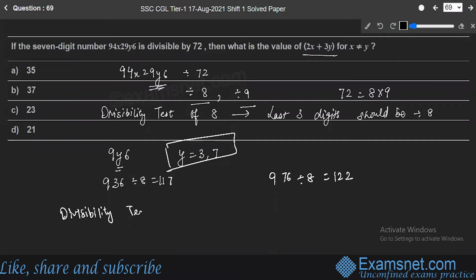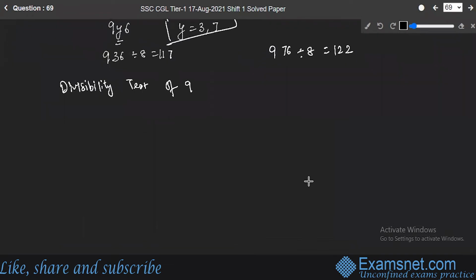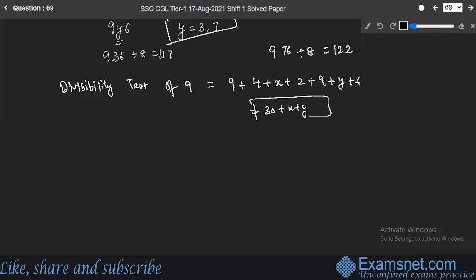Divisibility test of 9. What is it? It says the sum of the digits should be divisible by 9. Okay, so let's add them. 9 plus 4 plus x plus 2 plus 9 plus y plus 6. This gives you 30 plus x plus y. So this 30 plus x plus y should be divisible by 9.